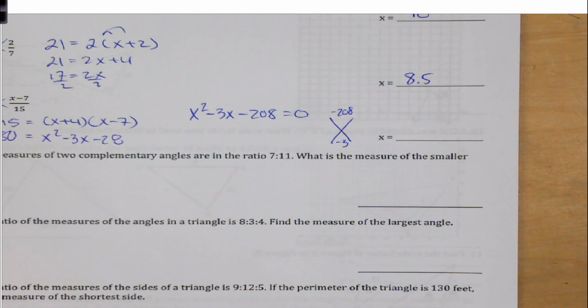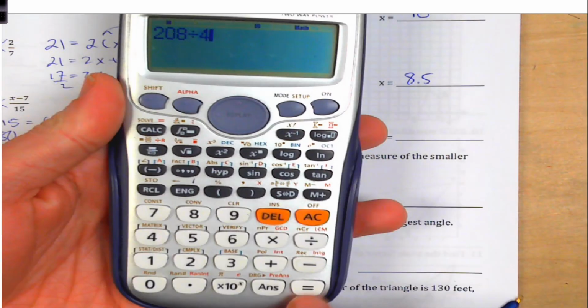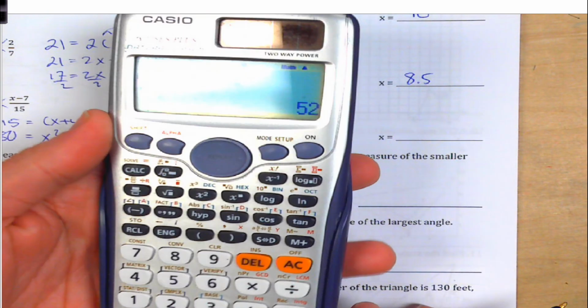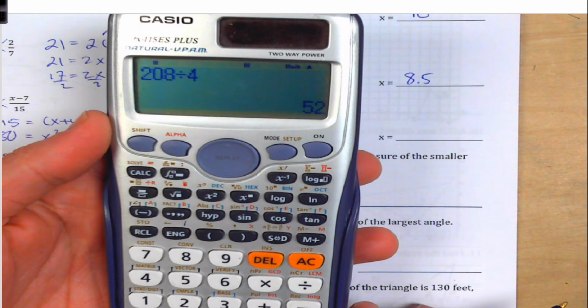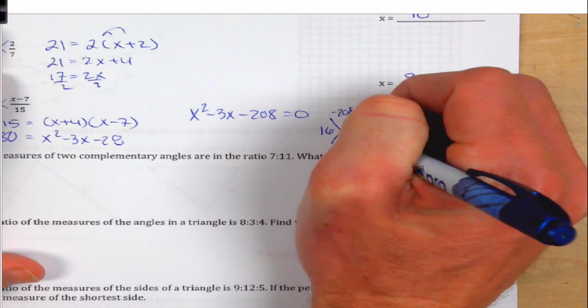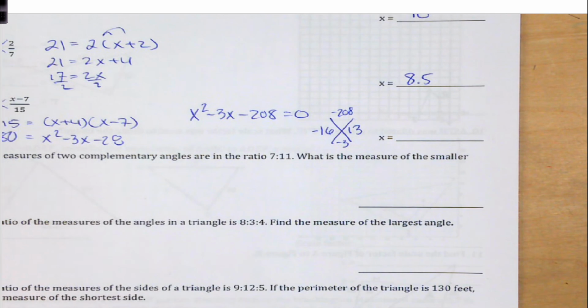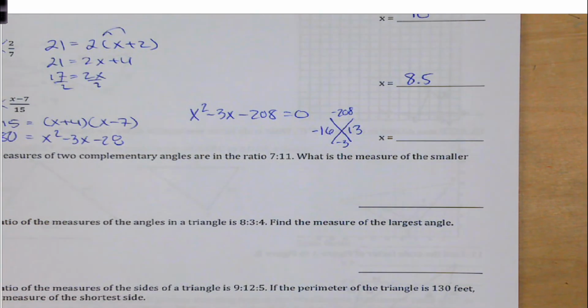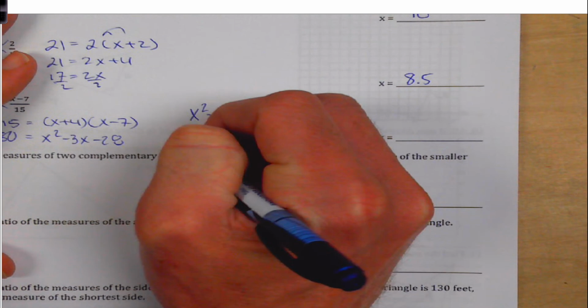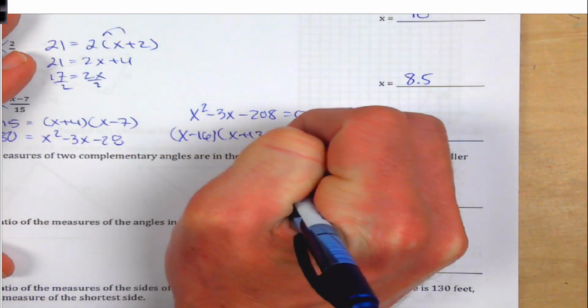And we just have to figure out what two numbers multiply to this. I would just take your calculator and do 208 and start dividing it by numbers and looking, oh, look at 4 and 52. That's not going to make a difference of 3. And just keep going through it. You wind up with 16 and 13 as your answer, where 16 is negative, 13 is positive. That'll make a negative 3, but multiply to a negative 208. So you get x minus 16 and x plus 13 equals 0.